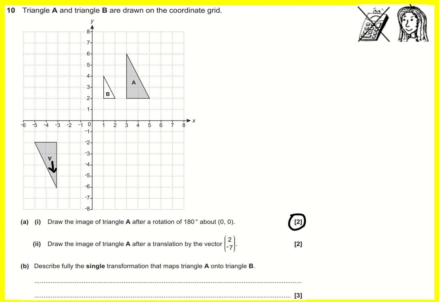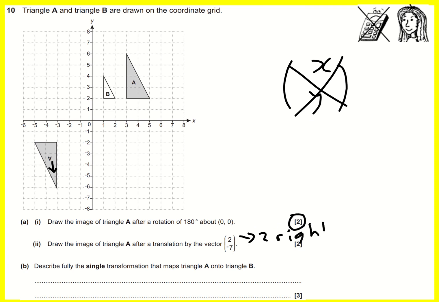Draw the image after a translation by the vector 2, minus 7. Right, we need to remember what this means. So if we have x, y, it means we go x units in the x. I'm going 2 units to the right, basically. And I'm going, so 2 right. And I'm going 7. But because it's negative, I'm going 7 down. That's how our vectors work.